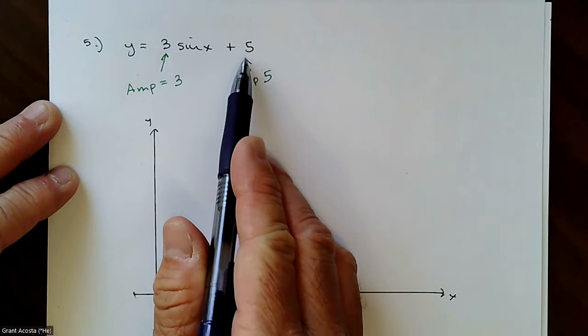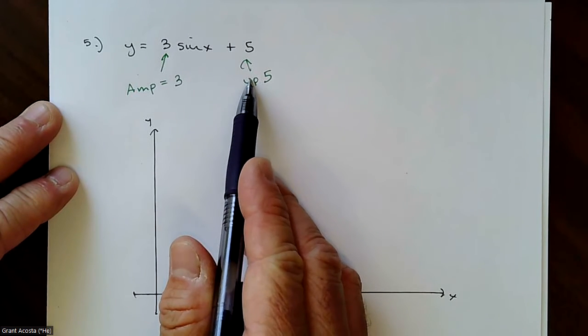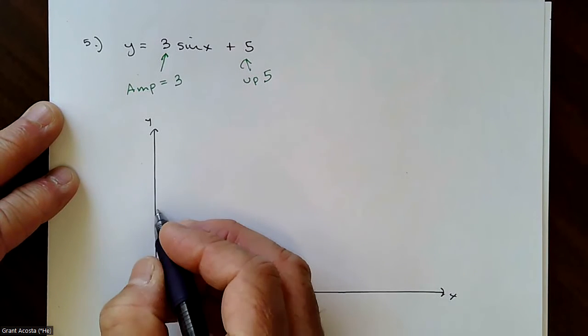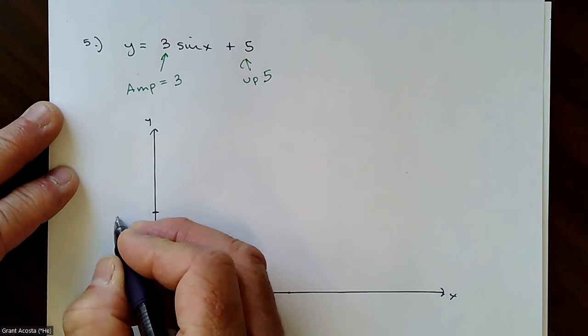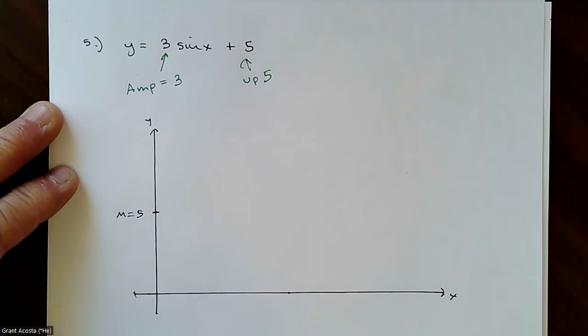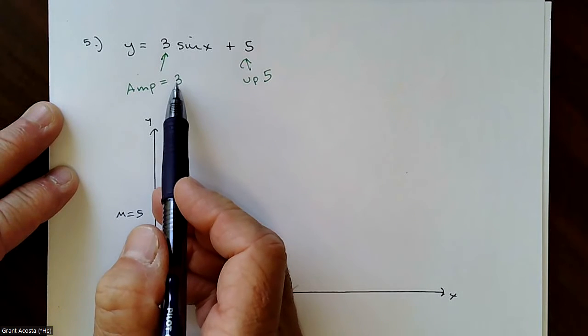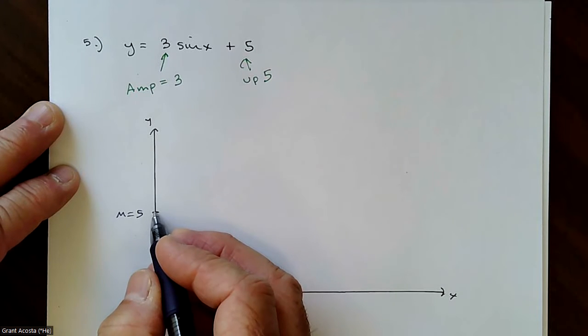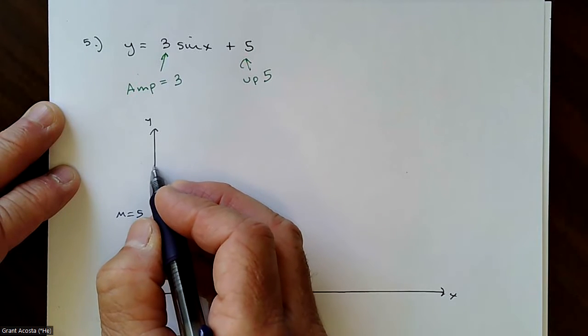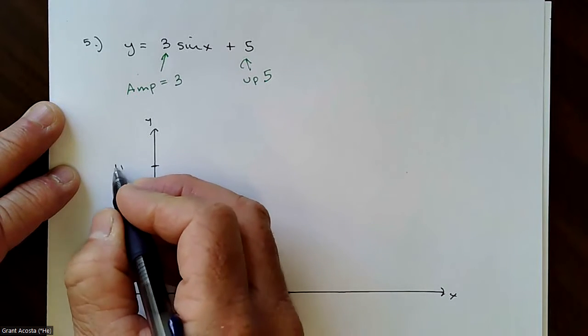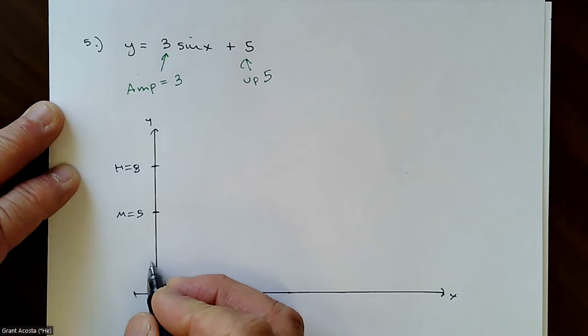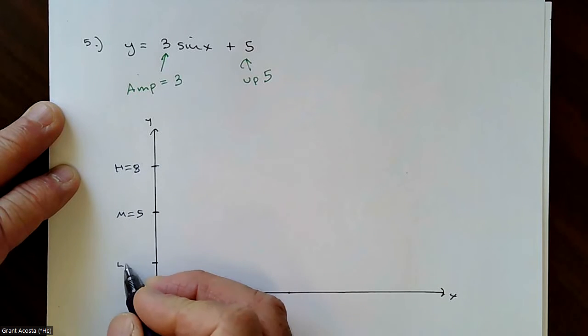So the vertical shift is always going to affect your middle, which is normally 0. So this time for this graph, my middle is going to be at y equals 5. If my amplitude is 3, that means this graph can go up 3 units from its middle. So my high will be at 8. And it can go down 3 units. My low will be at 2.